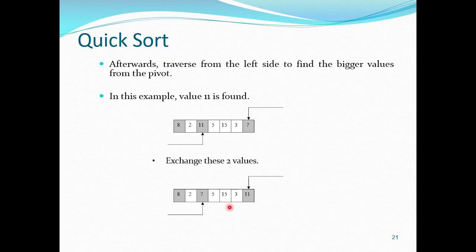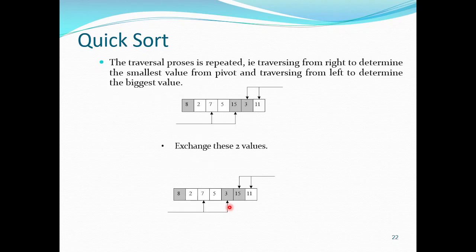Okay. Now we move on from 7, and the left pointer will be at the 4th element. After 7, we move to the 4th element, and then it compares. Is 5 less than 8? Yes. So we move on. The pointer moves to 15. So check, is 15 less than 8? No. So we have to check with the right pointer.